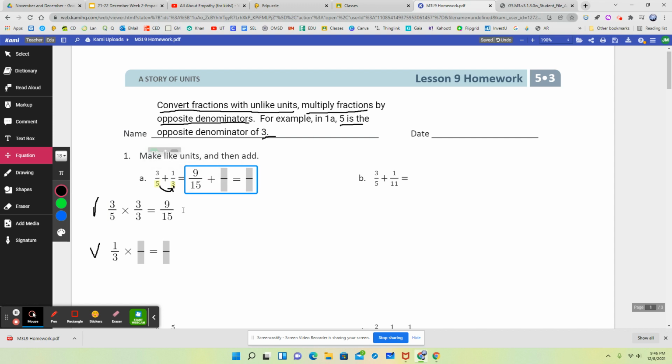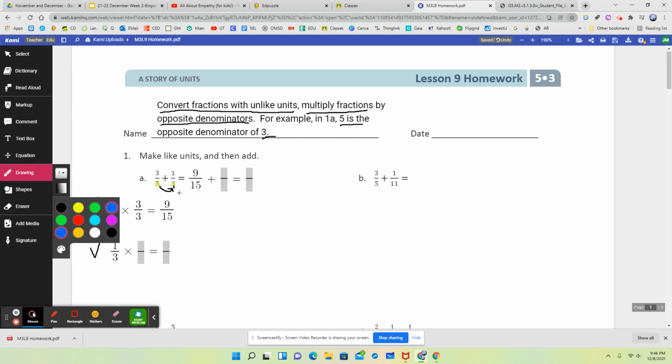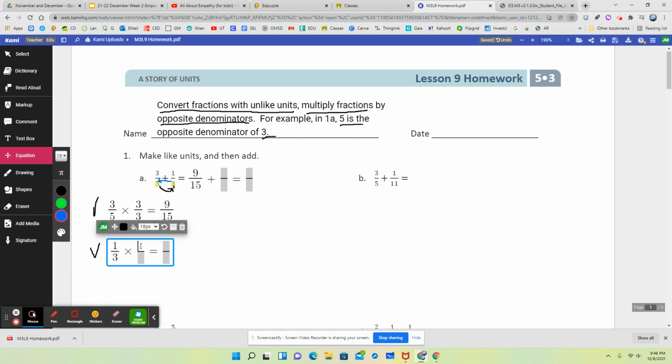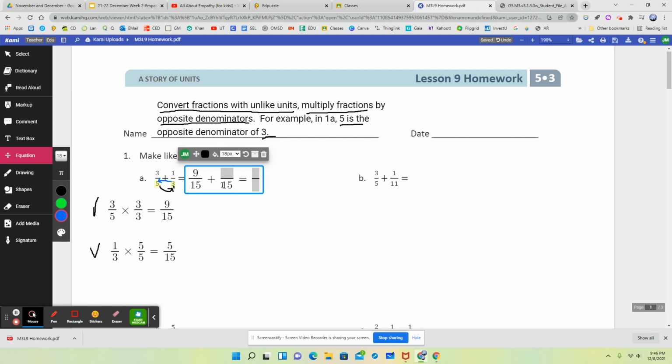9 15. Okay, next one is going to be multiplied by the opposite denominator. The opposite denominator of 3 is 5, as you can see on the screen. So now let's multiply 1/3 by the opposite denominator, which is 5. Okay, and now when we do the math, 1 times 5 equals 5, and 3 times 5 equals 15. Now, as you can see, we have like denominators, which is 15, and the numerator is 5.